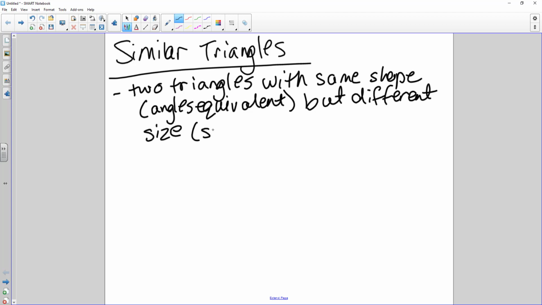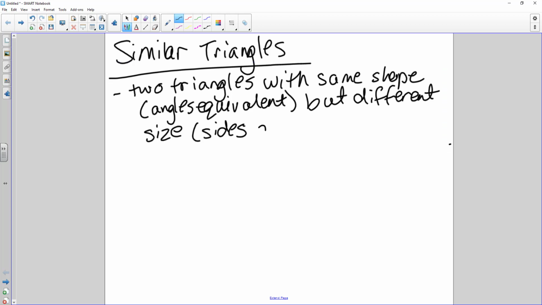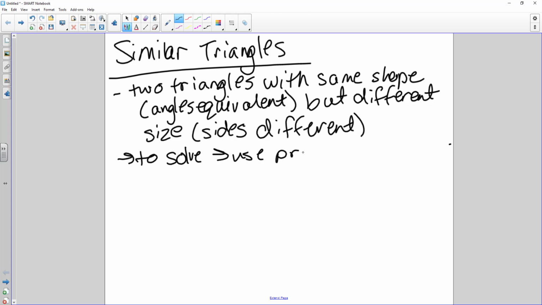So the sides are not equal, or different. Okay, so what we can do to solve these is set up a proportion. So we're going to use proportions to solve these.